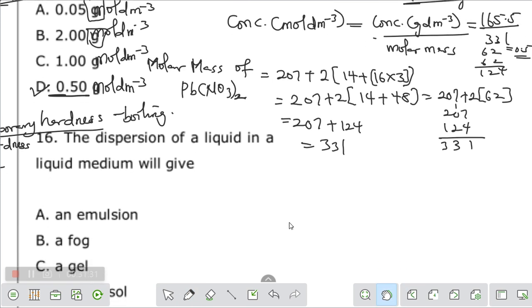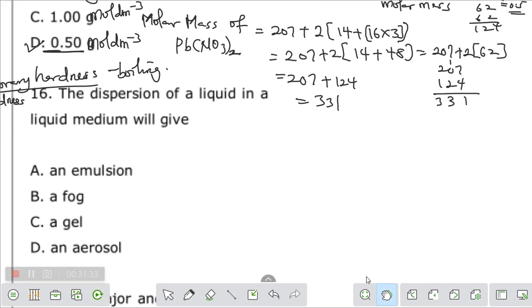They now said, now look at this. When I was teaching you some things about this, you will just be looking at me. I taught you this in a video in the chemistry group in matter, that the dispersion of liquid in a liquid medium will give what? What is liquid dispersed in liquid? Oh yeah, I think I've taught you this already.